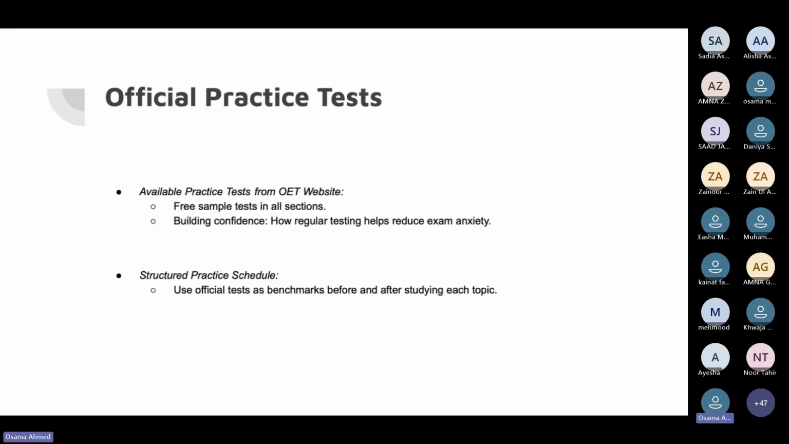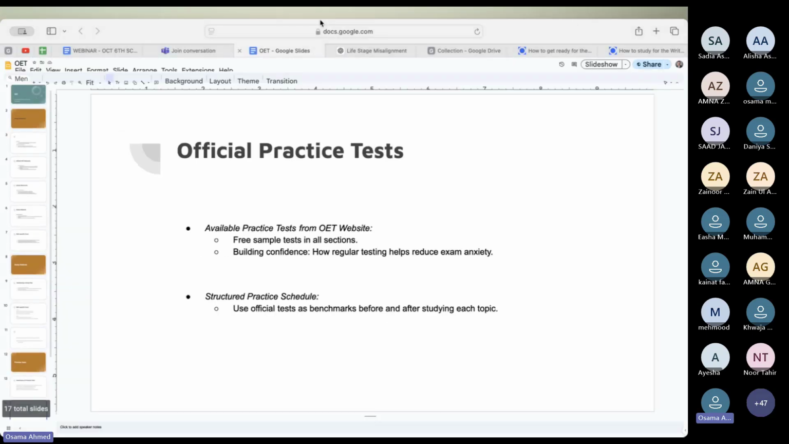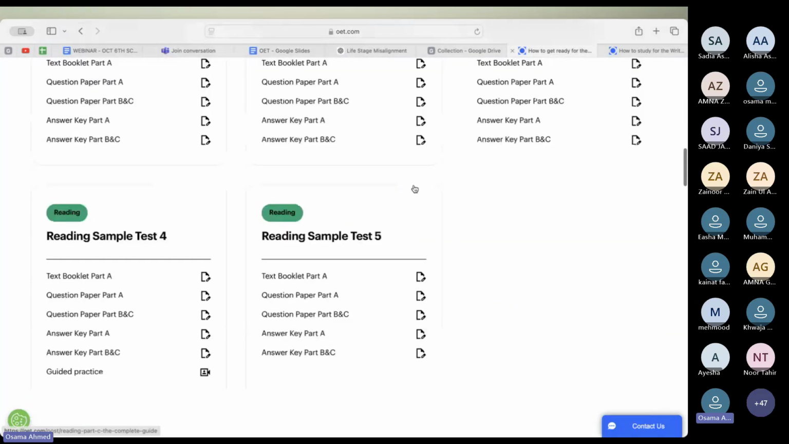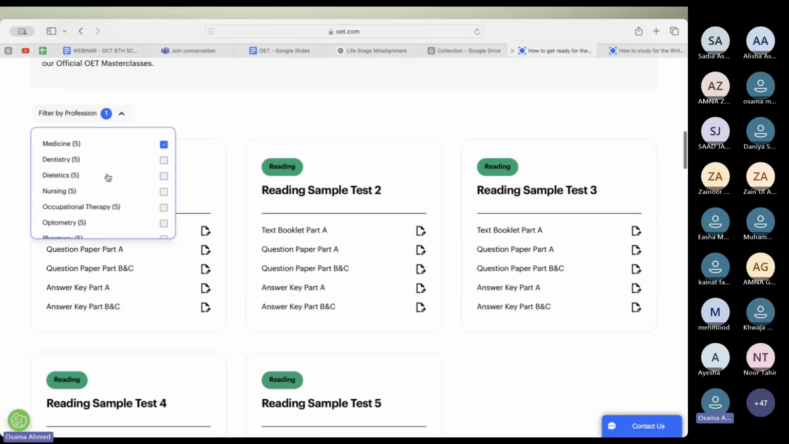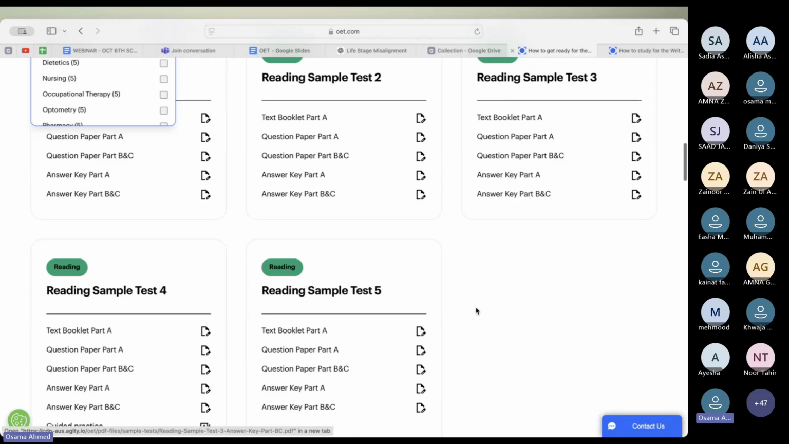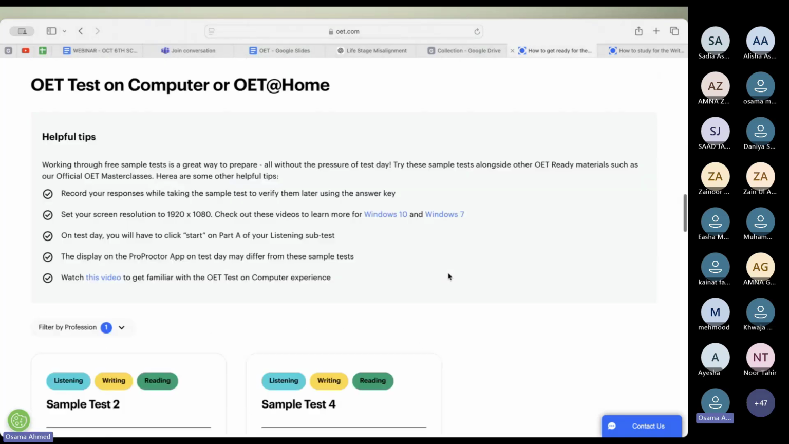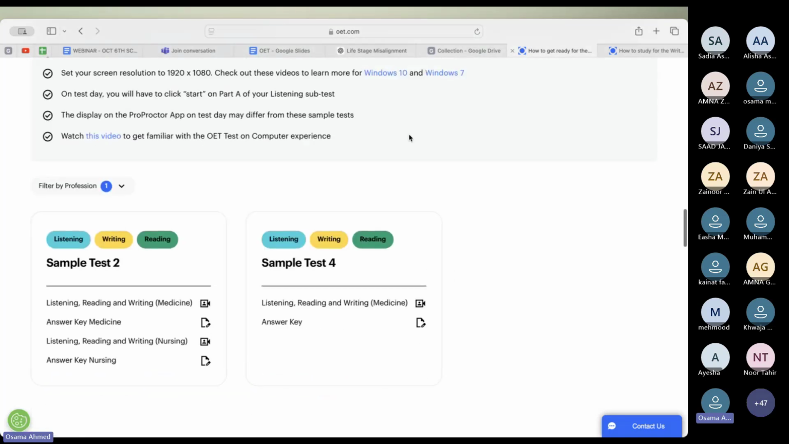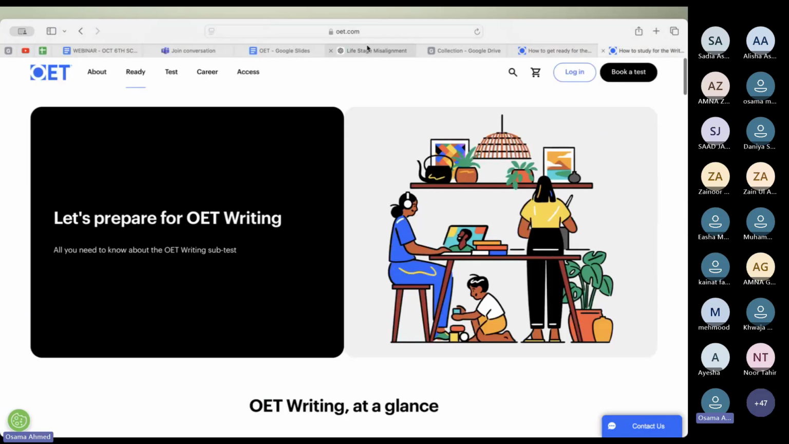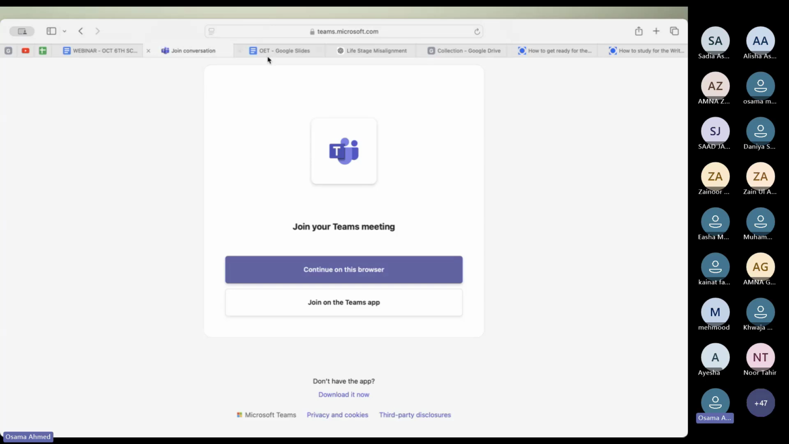Okay, practice test. It's also on the OET official website. I'll just go through here. Okay, once you go to the OET website, they have these reading sample tests. You should filter by profession, choose medicine, and it will show you these sample tests for reading for medicine. Online ones are also on this. For online they just have 2, but similarly there are ones for reading, listening, writing, everything. So I think you should just go through those once.